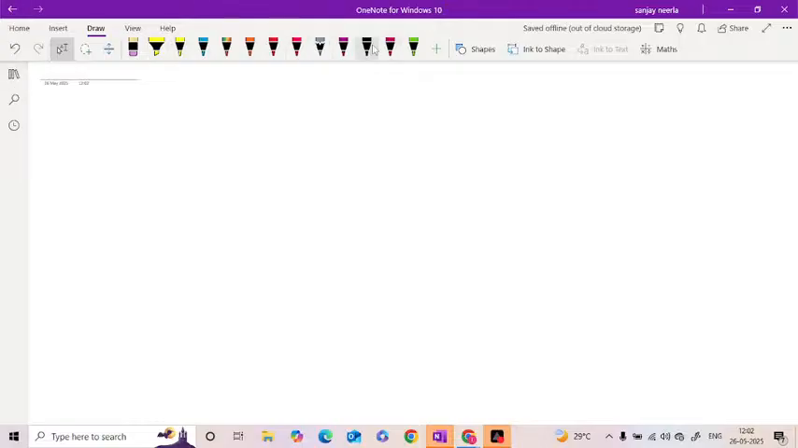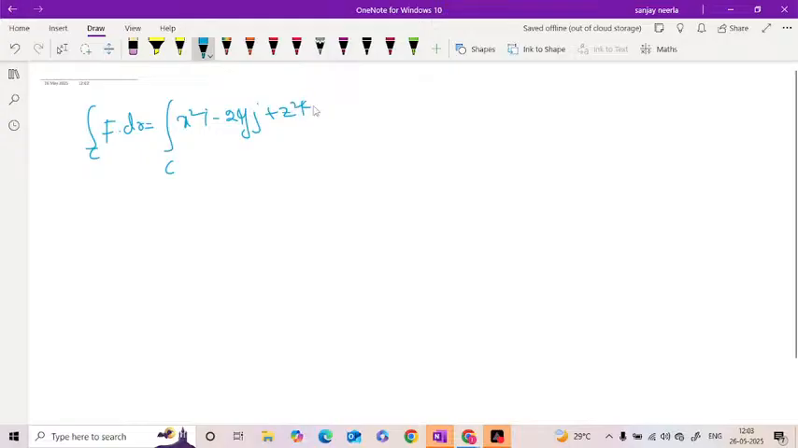Now we will evaluate our line integral. What is the line integral here? The line integral of F dot dr. That means integral over c of, what is our F? x square i minus 2y j plus z square k, into dx i plus dy j plus dz k. Now substitute all the values. After substituting, what are our limits? The t limits are 0 to 1.